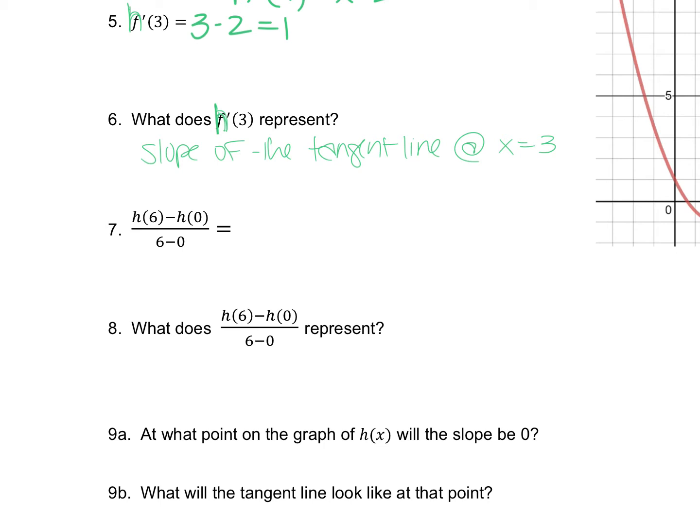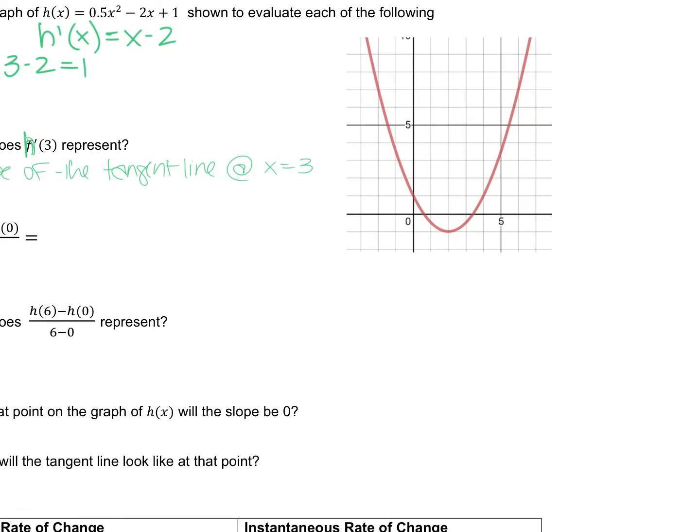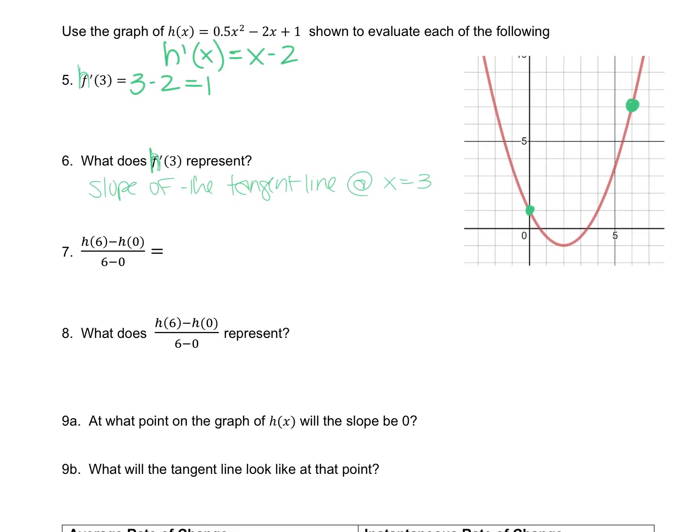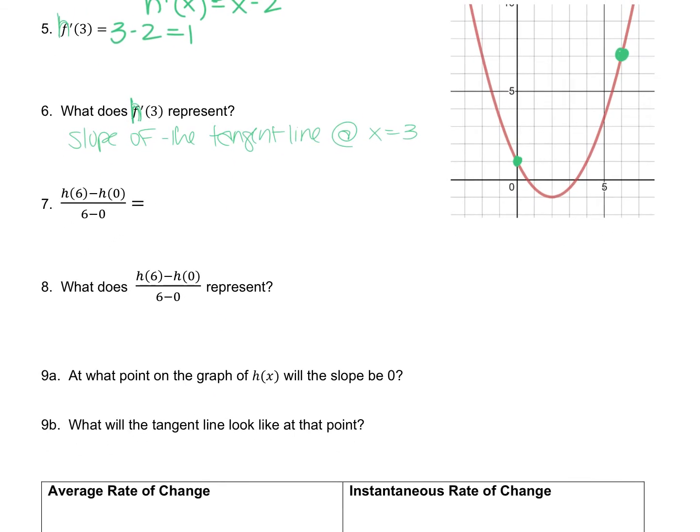Now, what is 7 asking me to find? The slope. Do I know what h of 6 is right now? I do not. Do I know what h of 0 is right now? I might guess that's going to be, I don't know, h of 6 looks like it is 7. Okay, and h of 0 looks like it is 1. Okay, so you have the graph. If you're not 100% sure, go ahead and plug it in to make sure. But if I was doing h of 6 minus h of 0, we just said at 6, what's my y value?